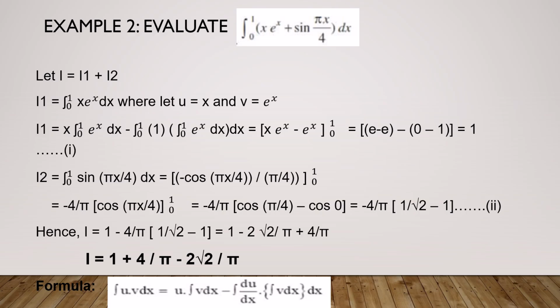So first put the value of x as 1. So it is cos of pi by 4 minus put the value of x as 0, that is cos 0. Cos pi by 4 is 1 upon root 2, cos 0 is 1. Put the limits, so you get minus 4 upon pi into 1 upon root 2 minus 1. Add both of them. So our final answer will be I is equal to 1 plus 4 upon pi minus 2 root 2 upon pi. Correct? This is the answer to the definite integral.